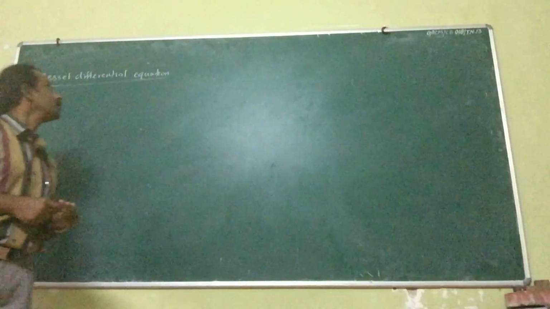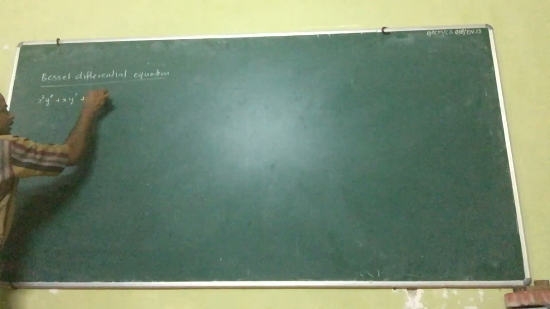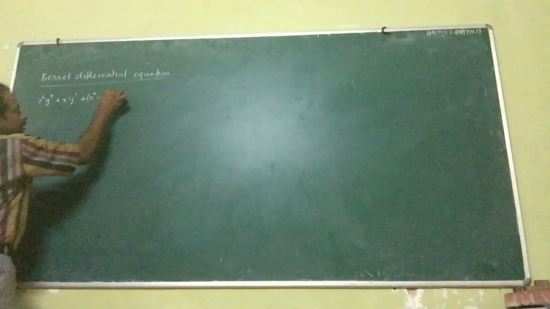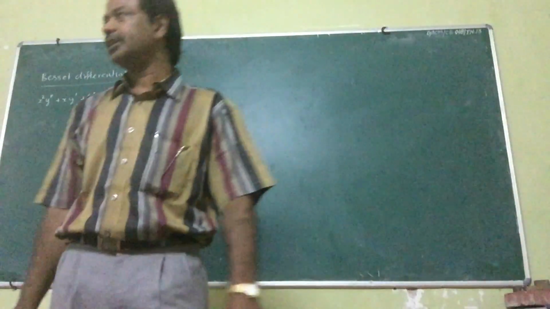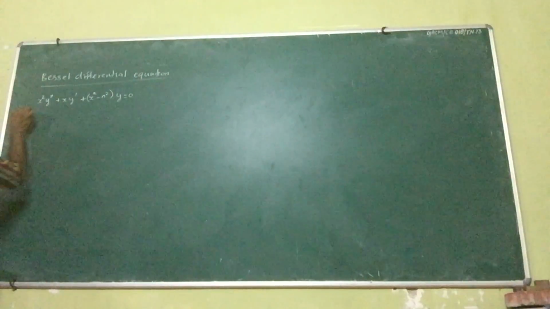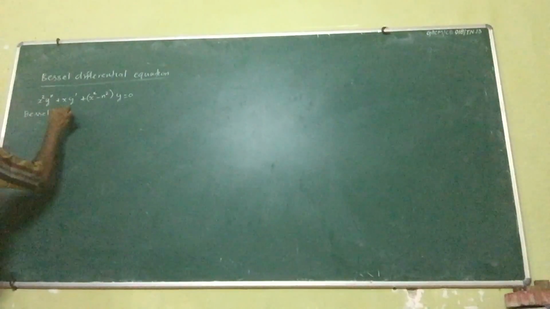Especially in physics, we will be dealing with wave equations, and these equations resemble the Bessel differential equation. The Bessel differential equation is given by x squared y double prime plus x y prime plus (x squared minus n squared) y equal to 0. An equation of this type is known as the Bessel differential equation.